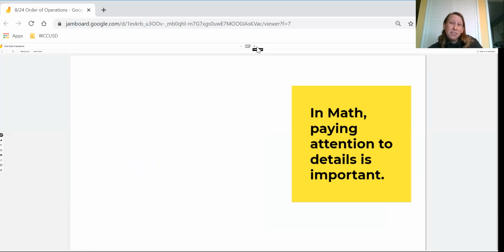And in math, paying attention to details is super important. Be good, do your homework.